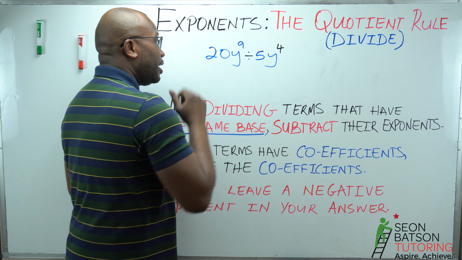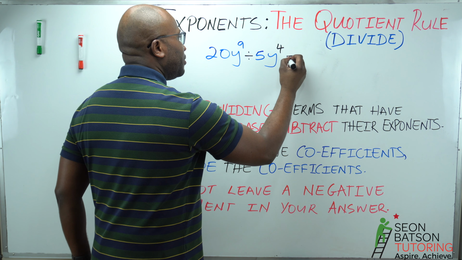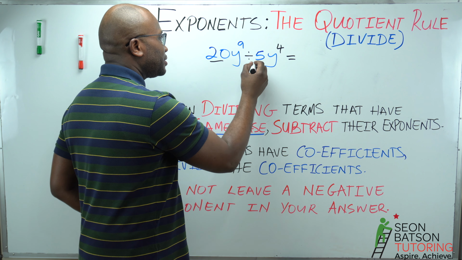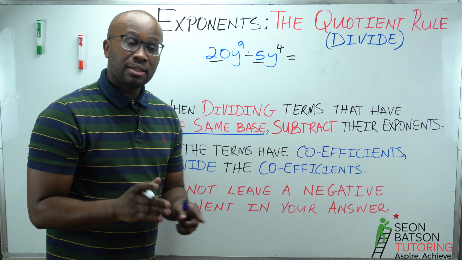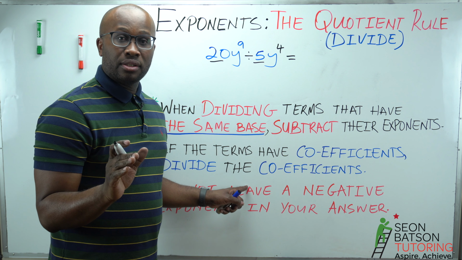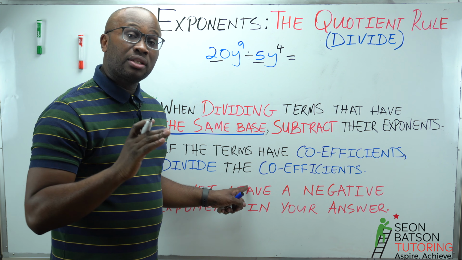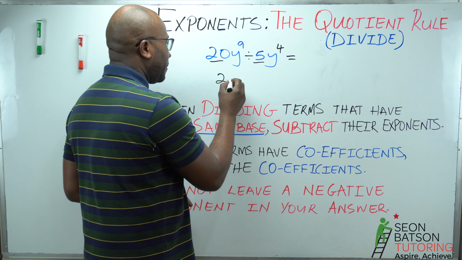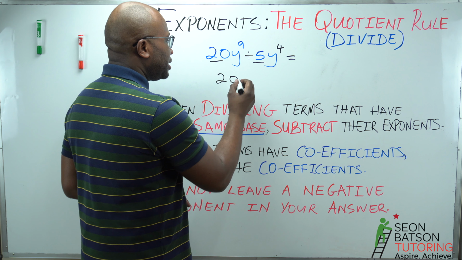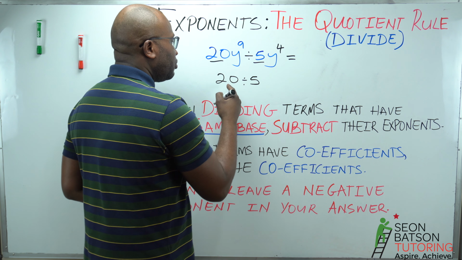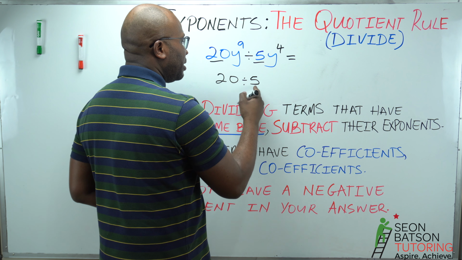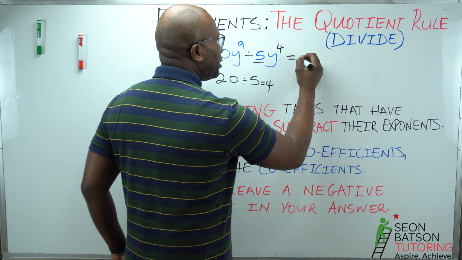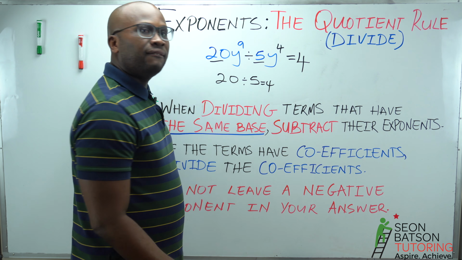Now, our terms in this example have coefficients. Remember what the rule says: if our terms have coefficients, we will divide the coefficients first. The coefficient in the first term is 20, and the coefficient in the second term is 5. So we will divide 20 and 5. 20 divided by 5 gives us 4. So we'll put our new coefficient, 4.